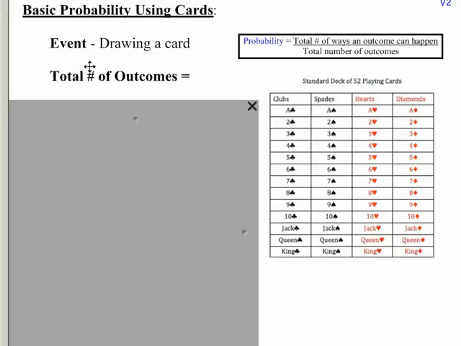So the event is I'm just going to draw a card out of a deck of cards. So draw one card, that's the event. The total number of outcomes in that event is 52 different things that could happen here, 52 different cards that I could draw. So we have to remember that when we're calculating probability and we're trying to write a fraction, in this case the total number of outcomes is 52. That's how many things are possible.